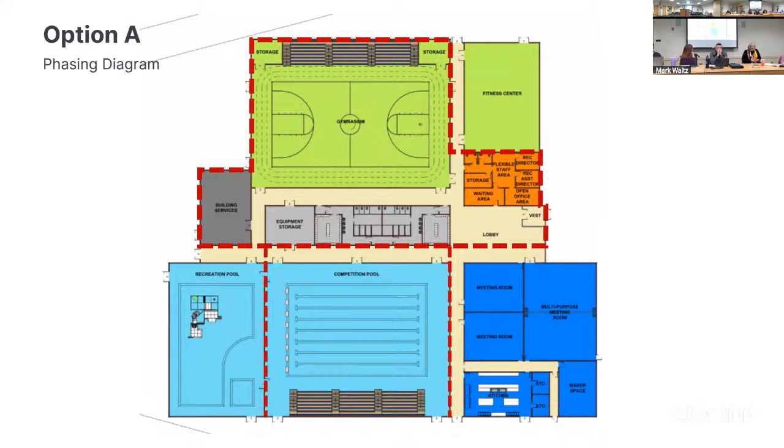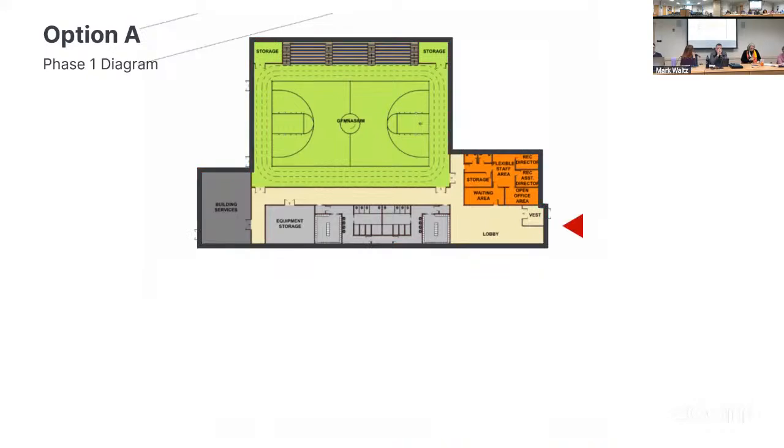I'll pause. So this is what this might look like as phase one: something that would be a fairly simple block in the front, a lower volume block, and then you'd have the gym, which would be a taller volume, probably around 26 feet. And then you've got the equipment storage and locker rooms that would be a lower volume as well.